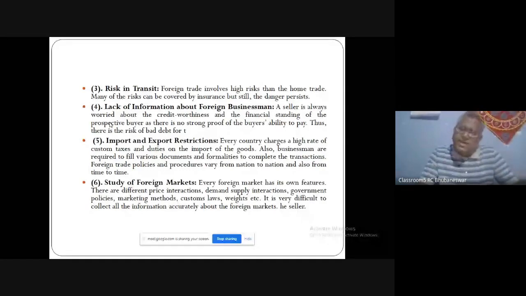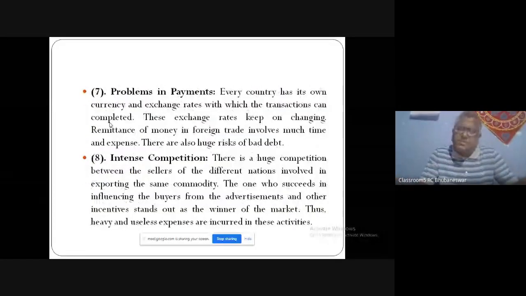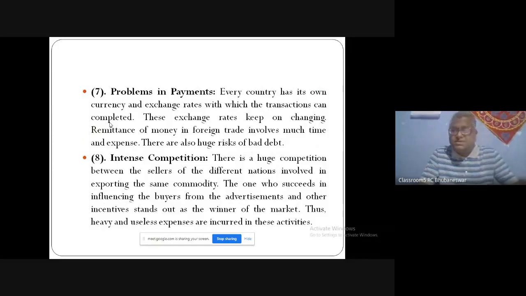And sometimes payment problem is there. Payment problem means exchange rate systems, remittance of money, and intense competition. Nowadays competition is higher at the bilateral stages in IB. When I put my slides up in the next class onwards, I am focusing on how the intense competition arises in international business. It means different nations are exporting the same type of product to different countries.